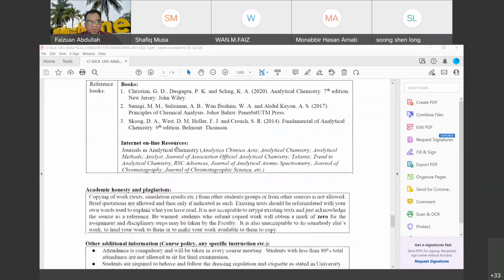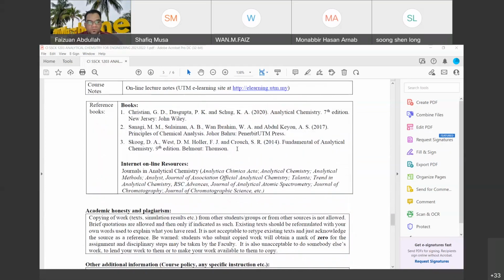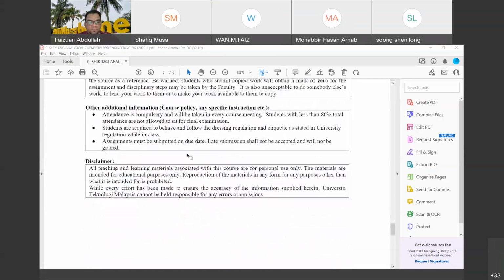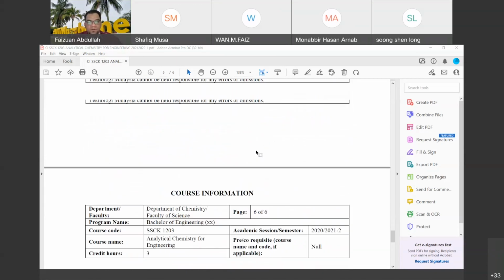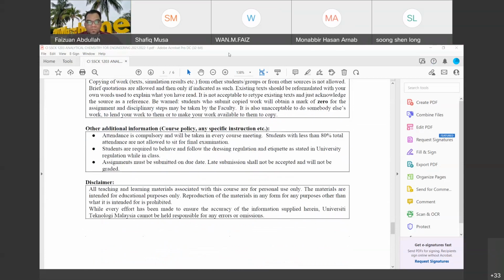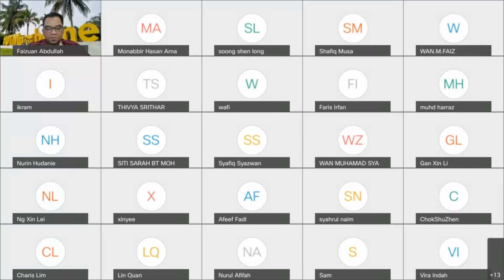As I told you, there are 3 books that we refer to for our lecture notes. Not meaning that we will use these books while we are in the class. No, you can just refer to these books as your extra learning time when you want to understand more. We use all these books for the lecture notes. I think that's all for the course information. We can move into the lecture notes.